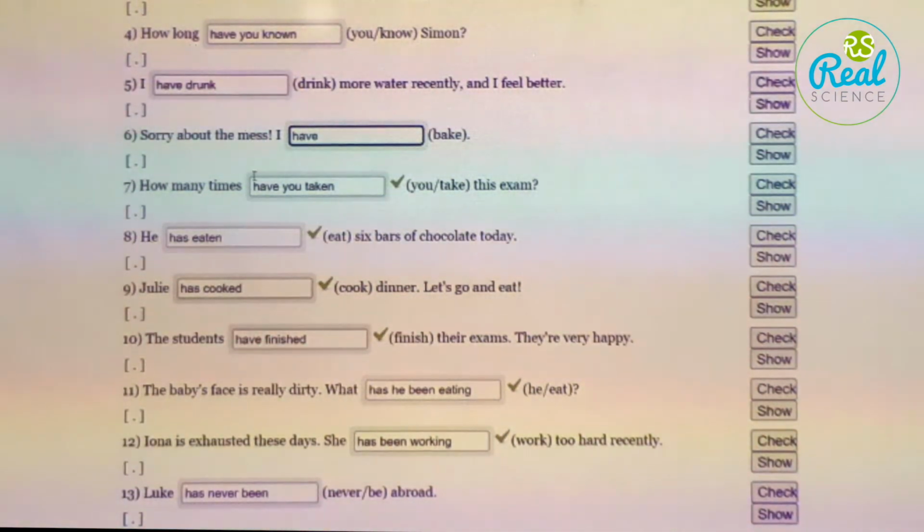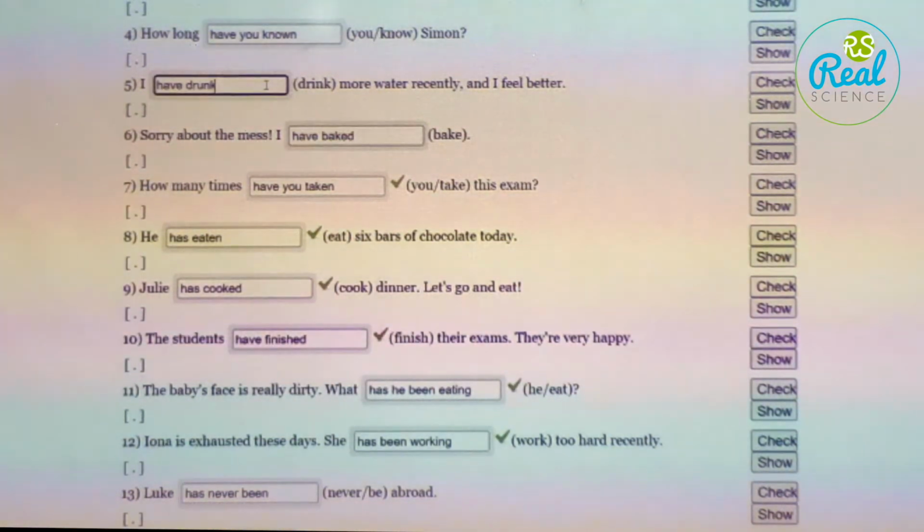So look, guys, sorry about the mess. Here we have the result. Yes, if we have the result, so our action is actually finished. And here we have to put I have baked. It is correct. We did it correctly, but I don't know why they marked it as incorrect. It's correct. I have baked. Can you do it another time?